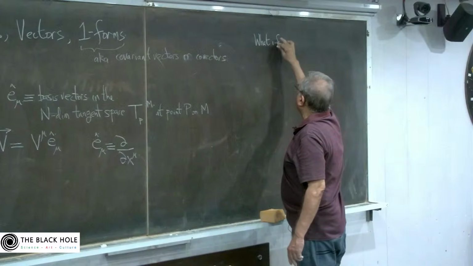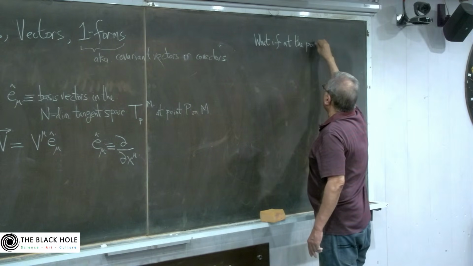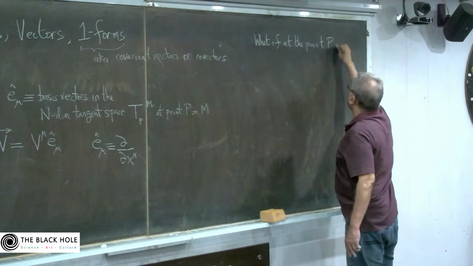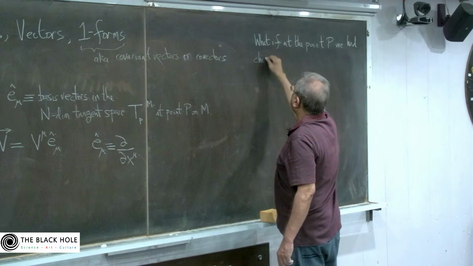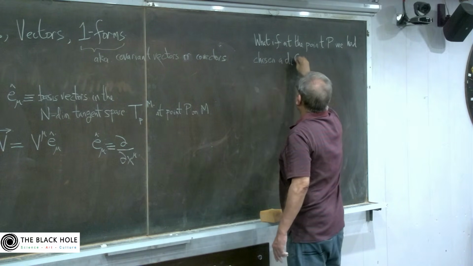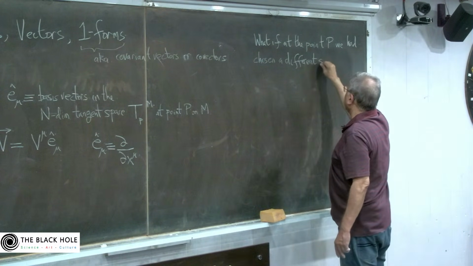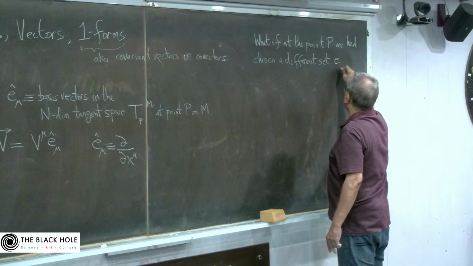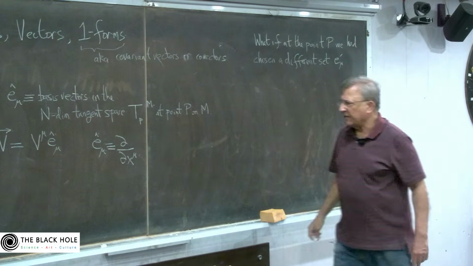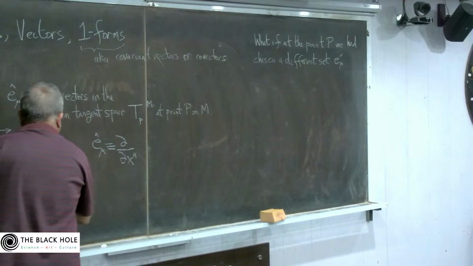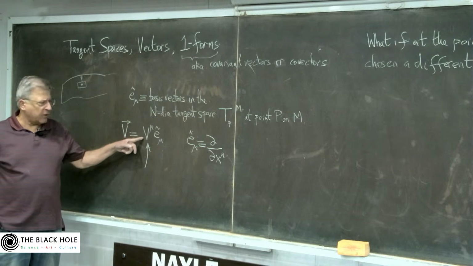What if at the point P we had chosen a different set of basis vectors, E mu prime? So if these are basis vectors, what should we call these?